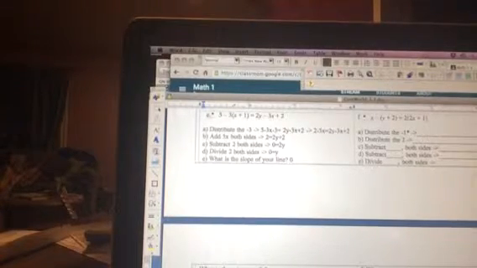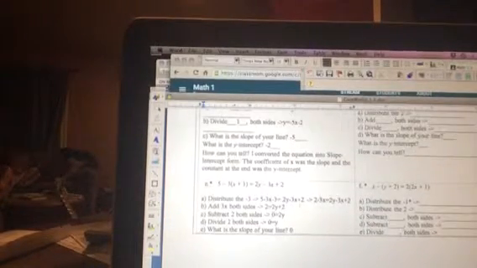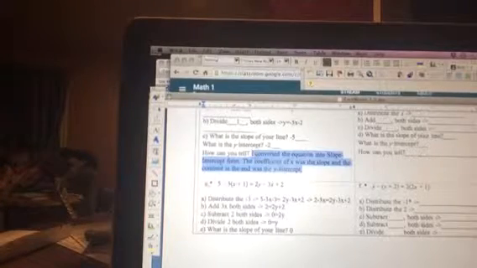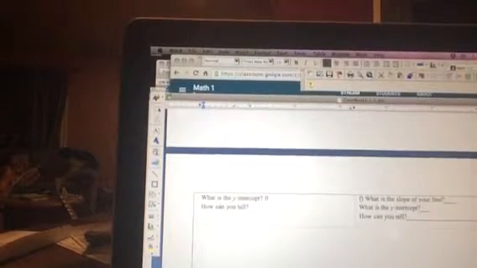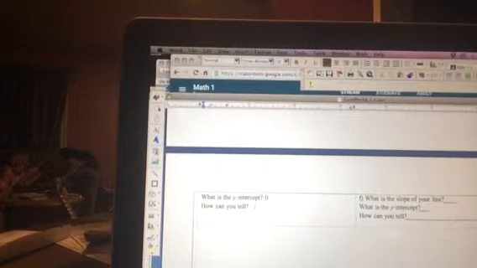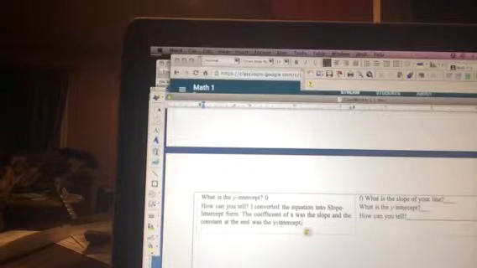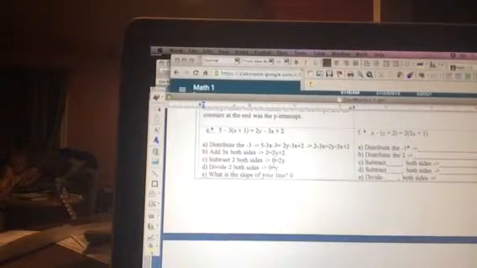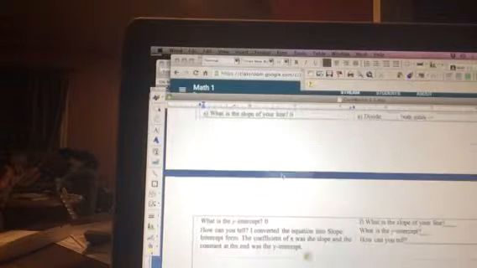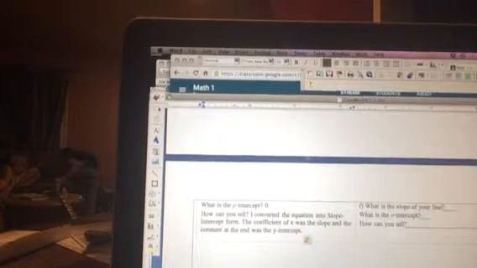So how can we tell all this business? It's the same as before. Basically, we know this because we converted the equation into slope-intercept form. The coefficient of x, in this case 0, was the slope, and the constant at the end was the y-intercept. So both of them being 0, because the whole thing is equal to 0, we have a slope of 0 and a y-intercept of 0. And that's that for E.